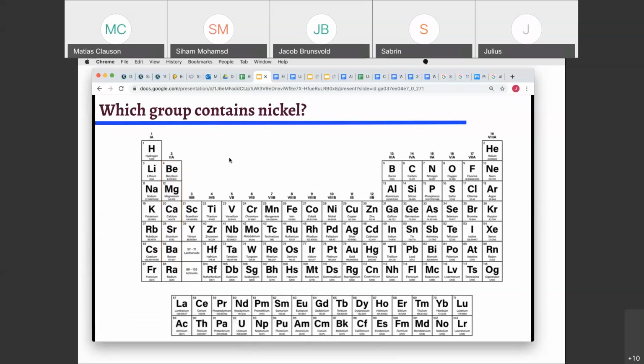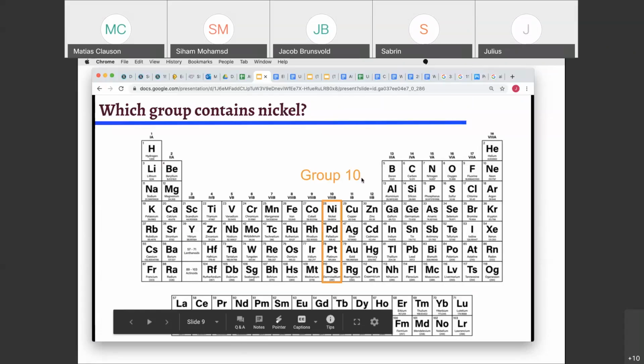Which group contains nickel? Nickel is chemical symbol Ni. So go ahead and look for nickel on the periodic table. When you see it, type the group number in the chat. What group is nickel in? Meg, are you back? Group 10, good. So we're all in agreement. Nickel's right here, so that means that nickel is in group 10. So that's good.